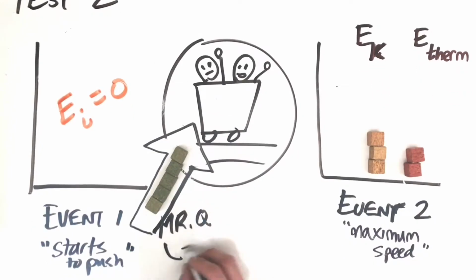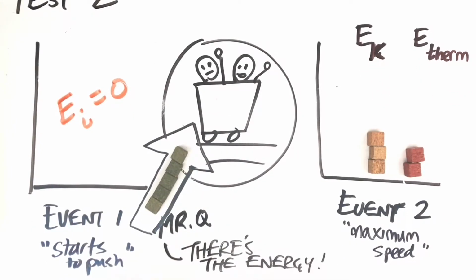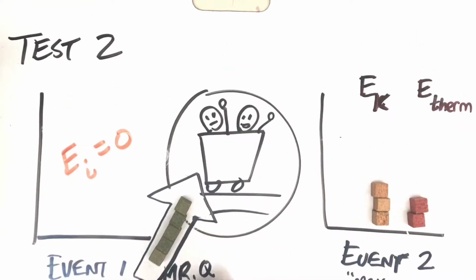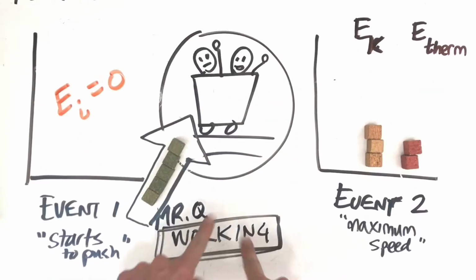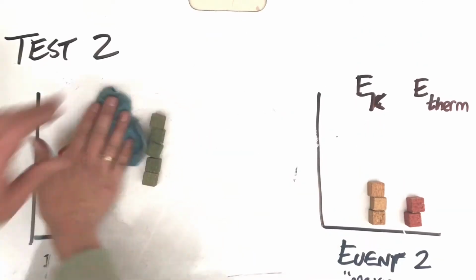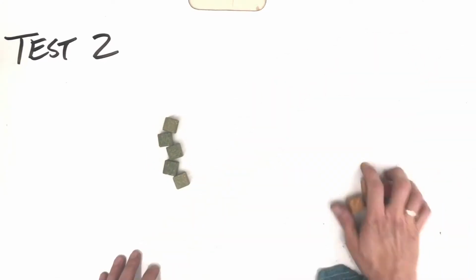And this is what we call working. That's where the energy is coming from. It's coming from outside the system through a force or an interaction. We call that working. So let's go ahead and look at what the equation becomes now.